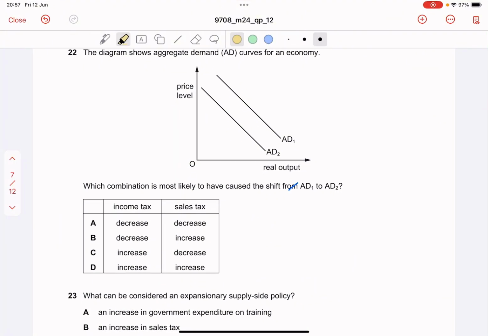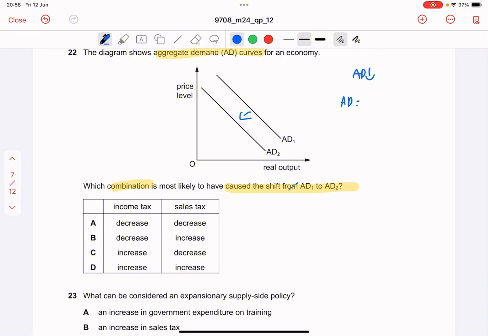Number 22, the diagram shows an aggregate demand curve for an economy. Which combination is most likely to have caused the shift from AD1 to AD2? It's saying that the curve of AD1 has moved to AD2. So which combination is most likely to have caused that? So if a curve shifts to the left, that means that it has decreased. So AD has decreased. And what are the components of AD?